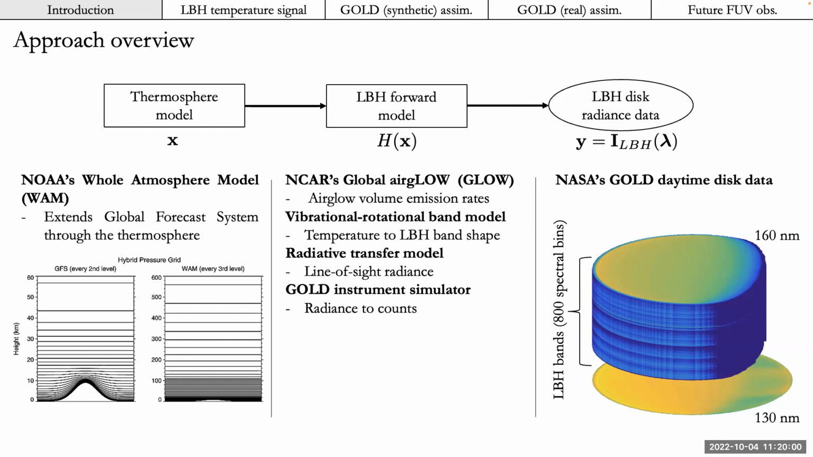And the output of the forward model is then synthetic GOLD daytime disk observations, represented by that data cube on the far right. That has 2 spatial dimensions and 1 spectral dimension with 800 spectral bins between 130 and 160 nanometers. Again, I'll emphasize that we are simulating the radiance data provided by GOLD, so the level 1 data, and not the retrieved level 2 product from GOLD. GOLD also provides what's called the T-disk product.